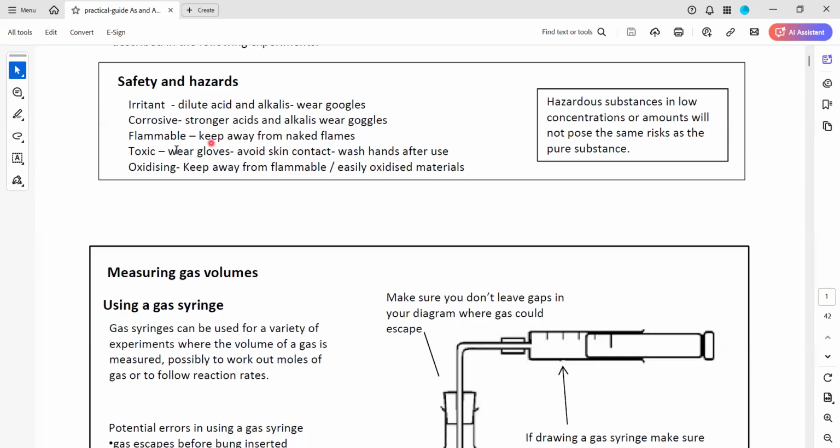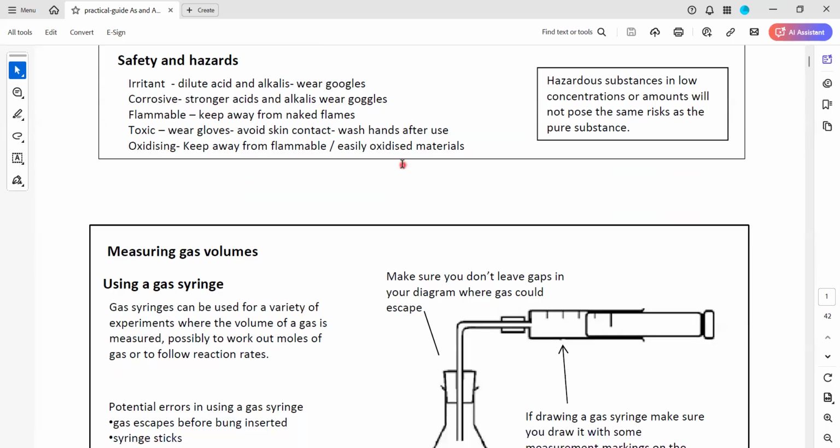A flammable substance will be flammable. That is a hazard. But you minimize the risk by not exposing it directly to the flame. If a substance is toxic, it will be toxic, so you wear gloves, avoid skin contact, or wash your hands. That is how you minimize the risk, so it will not cause harm to you.